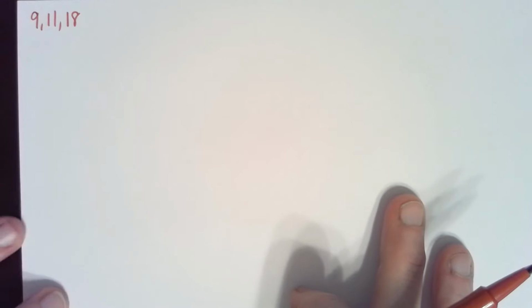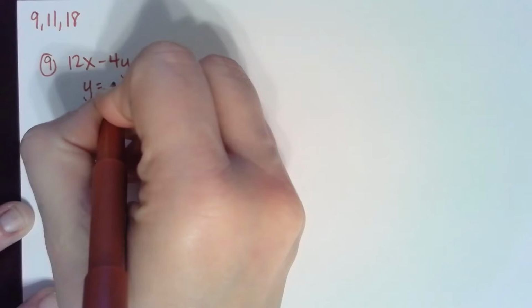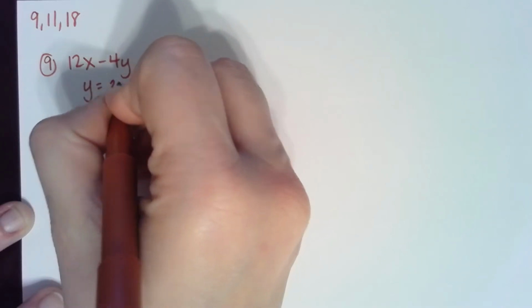So let's look at number 9. Number 9 says 12x minus 4y equals 36, and y equals 2x plus 3.